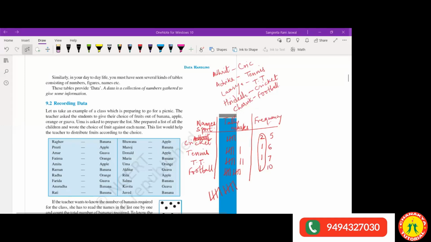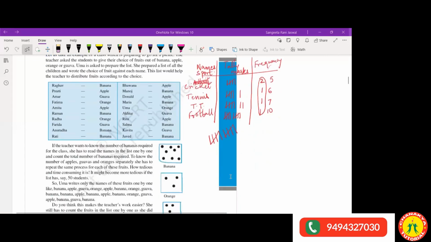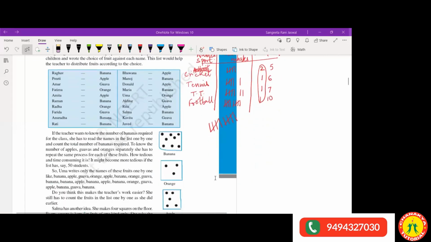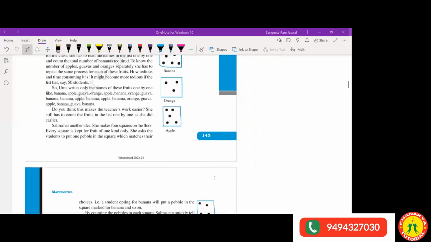Yes, ma'am. So you understood how to represent in tally form? Yes, we'll do the sums also. But before we move to the exercise part, I want to explain the methods. One was this tally marks. And the other method of representing data is the pictograph.